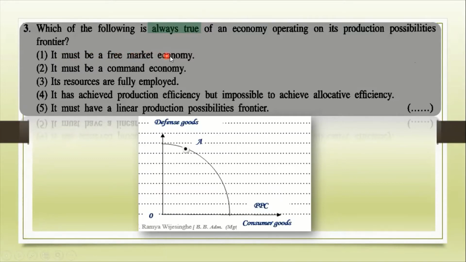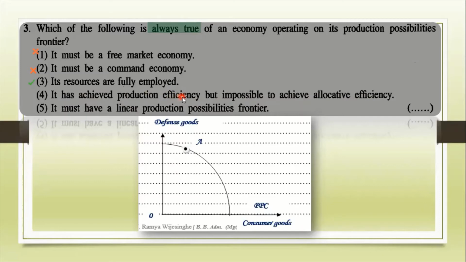It must be a free market economy. We can't say, when the economy operates on its PPC, whether it is a market economy or a command economy. Therefore, this one and this one will not come. And its resources are fully employed, if all the existing resource endowment is employed fully, the economy's production combination point lies on the PPC. We can take this one as the correct one, but we will discuss the other parts also. It has achieved production efficiency but it is impossible to achieve allocative efficiency.